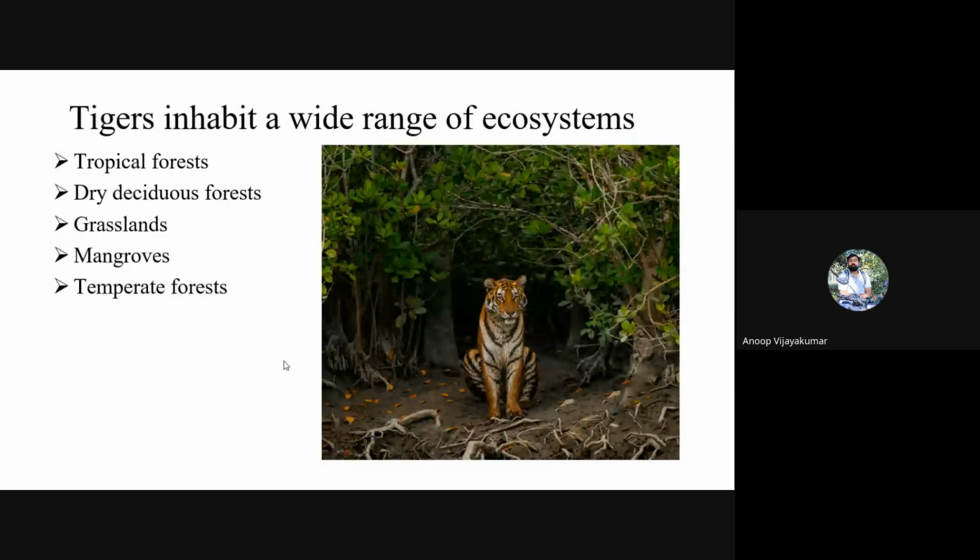Even a recent paper came from Gujarat about the lion in the mangrove. When I saw the photo, that came to my mind because I was the reviewer for that paper. I was reading about how they are actually traveling from Sasan to the coastal mangrove ecosystem. Yeah, that's a different thing. So we can see them in different habitats.